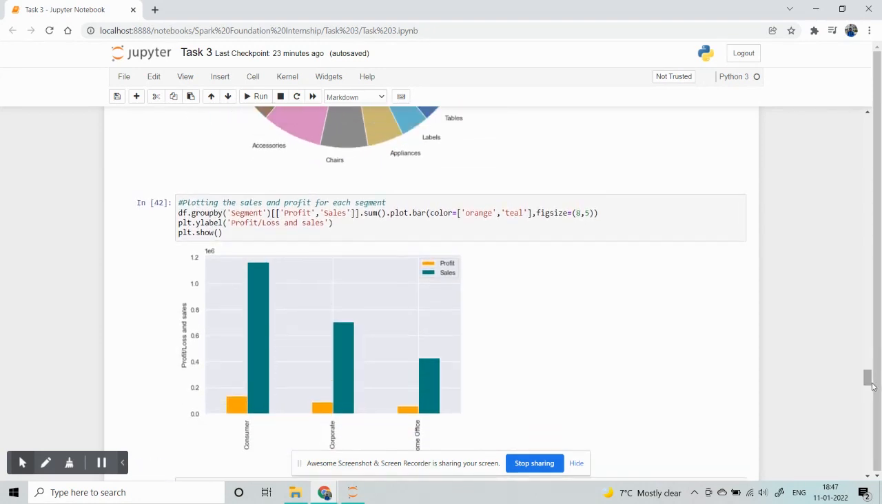Next we have plotted the sales versus profit for each segment. So we can see that in the consumer segment, the sales is very high compared to home office.